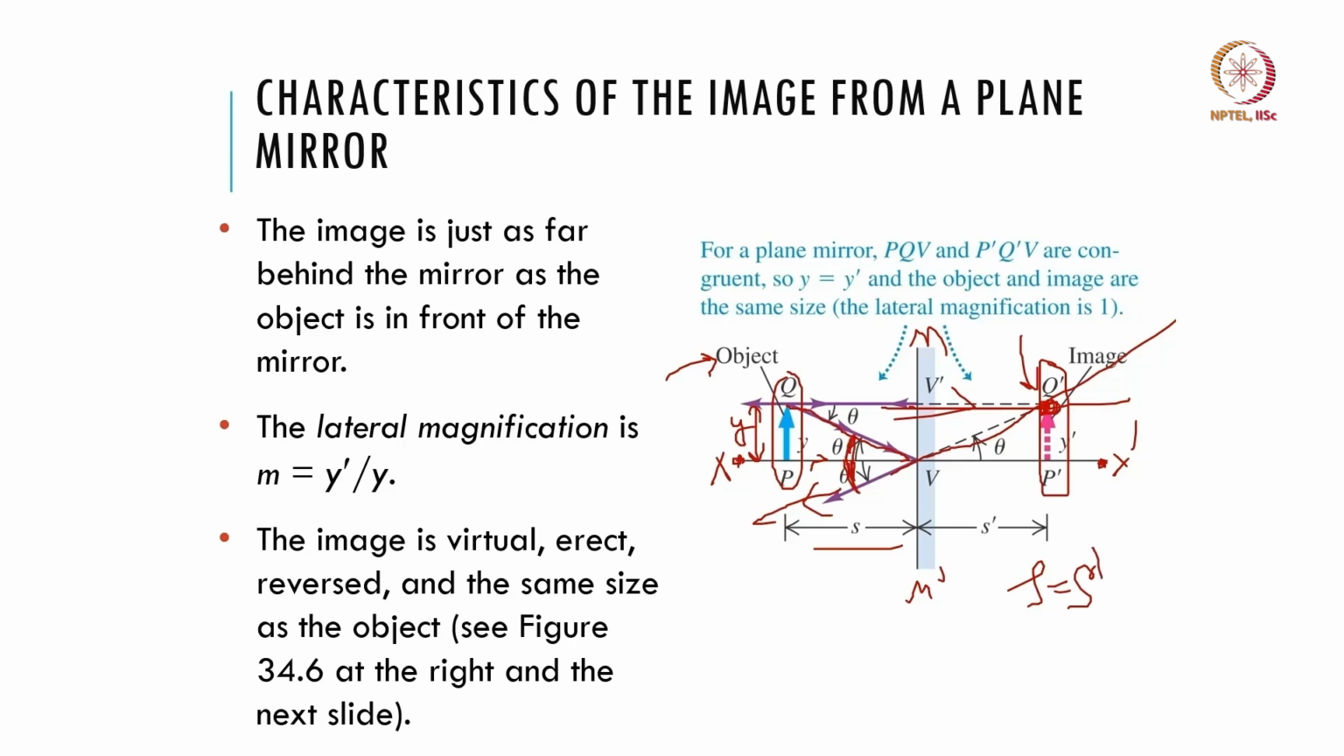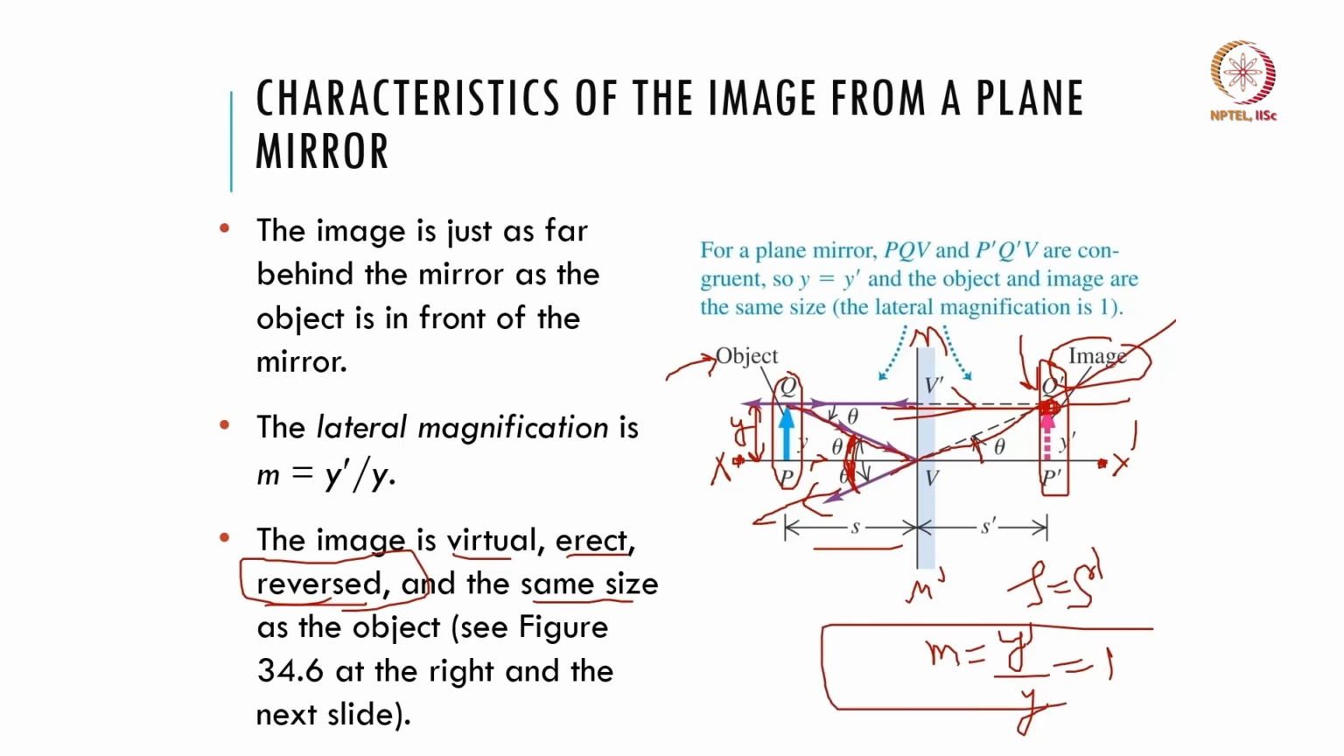Angle of incidence is the same as angle of reflection, and because of symmetry, the lateral magnification, which is m equal to height of the image by height of the object, is 1 in case of plane mirrors. So for plane mirrors, we can say that the image is virtual because the image is on the opposite side as that of the reflected rays. The image is erect because, as we can see, the orientation of PQ and P dash Q dash is pointing towards the same direction, thus the image is erect and it is of the same size, that is magnification 1.